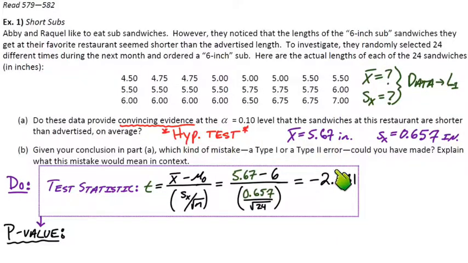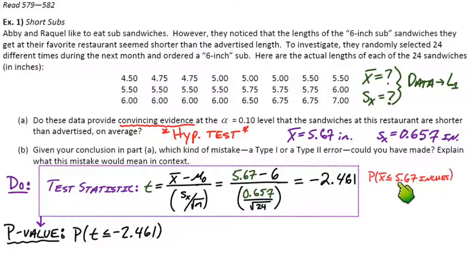Okay, so we need that t-score to now find the other thing, the p-value. So the thing we're suspicious about, what's the probability we would get a sample mean this low if the true population mean were actually 6 inches, right? In other words, what's the probability we get a t-score at or below negative 2.461? And that comes from this thought right here. It's my little thought bubble. What's the probability we would actually get a sample mean less than or equal to 5.67 inches if this restaurant was telling the truth and the true mean was supposed to be 6 inches?